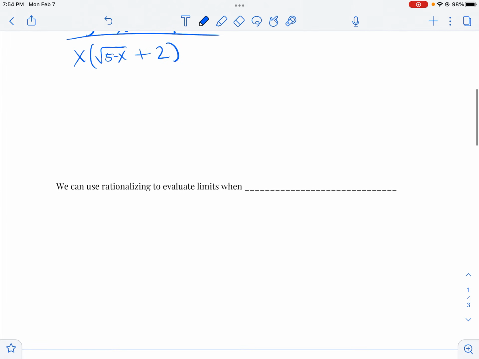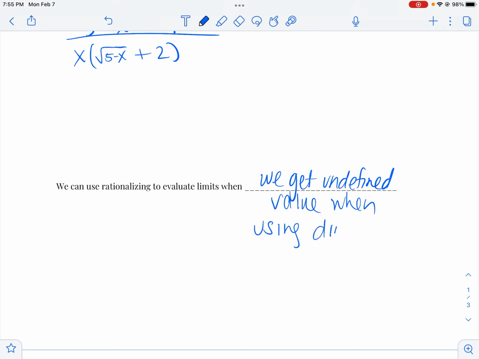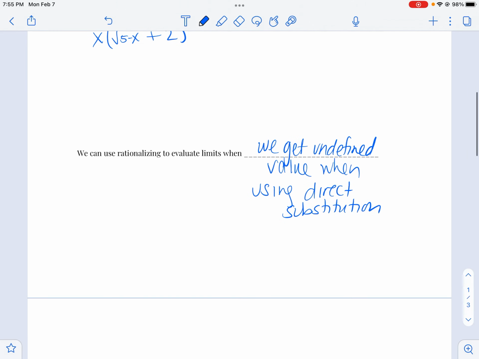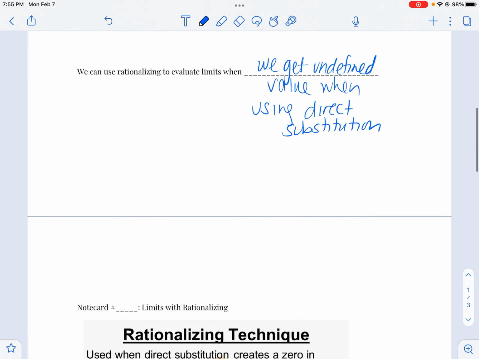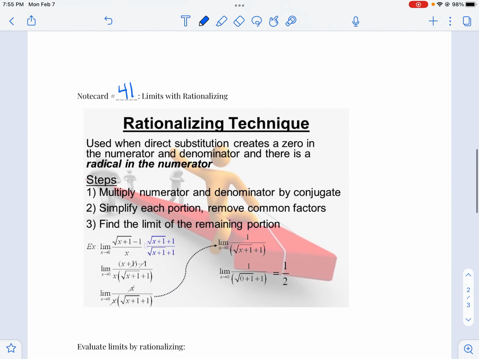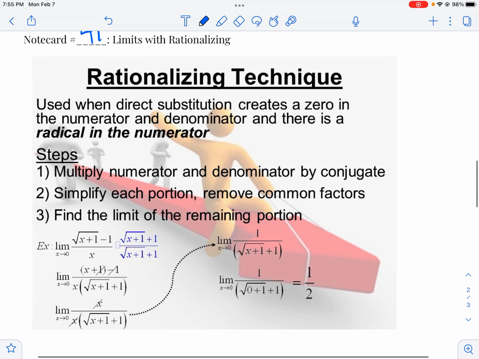Okay, we can rationalize to evaluate limits when we get an undefined value when using direct substitution. So just like yesterday, you had the option to factor and simplify. Today, there are going to be radicals, so you could rationalize either the numerator or the denominator. So this is card number 41, limits with rationalizing. The example's done for you.